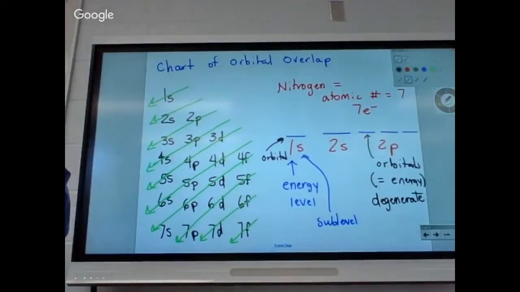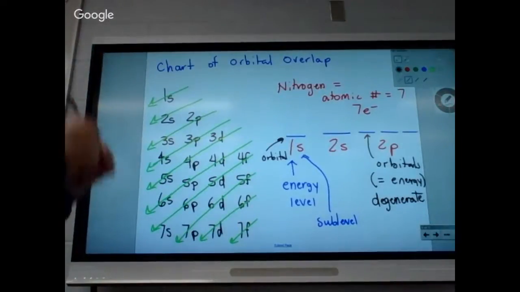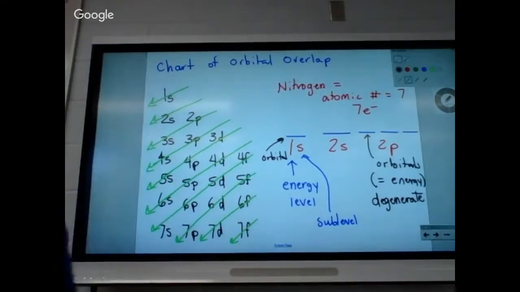Now, how many electrons go in each orbital? How many spaces do I have now? 5. So 5 times 2 is how many? 10. So do I have enough space for 7 electrons if I got 10? Yeah, I don't need to build any more spaces.